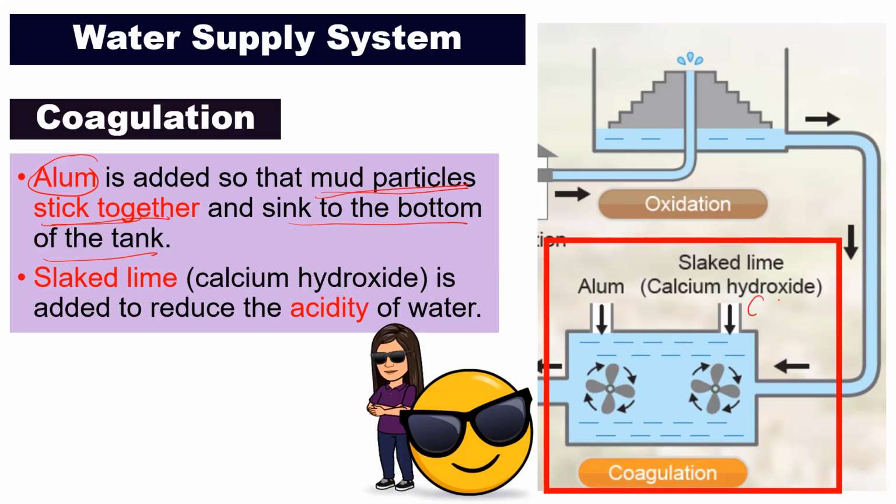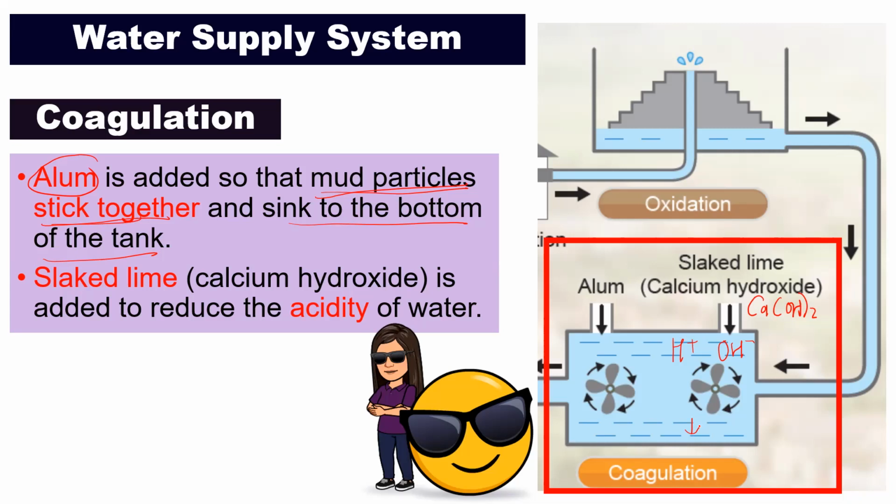Calcium hydroxide is Ca(OH)2. It is a base. Because in the water sometimes there is acid. So let's say teacher has acid here, and then teacher has base here. When the base is added to the acid, my acidity is reduced. So I don't have a lot of acid in the water.